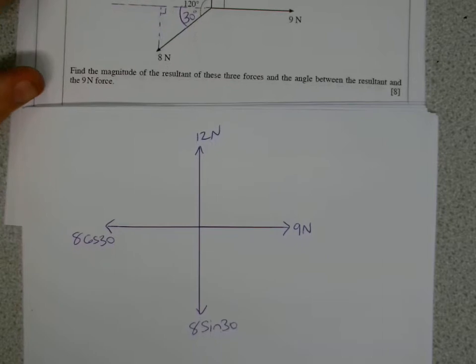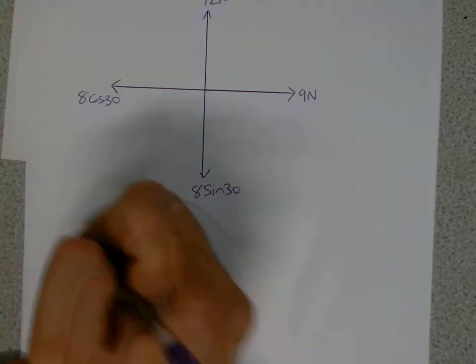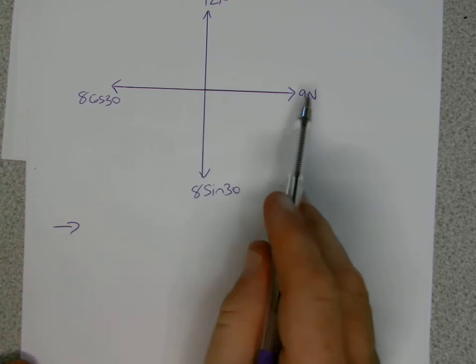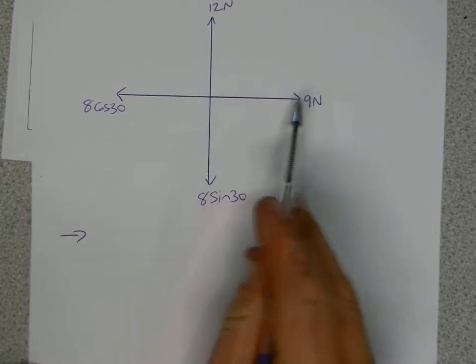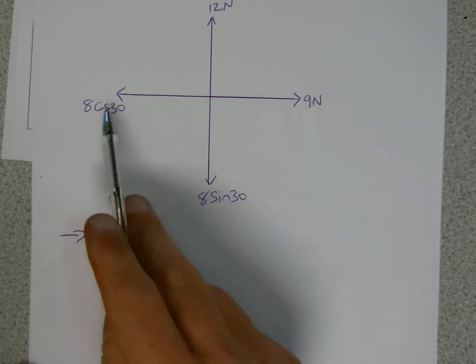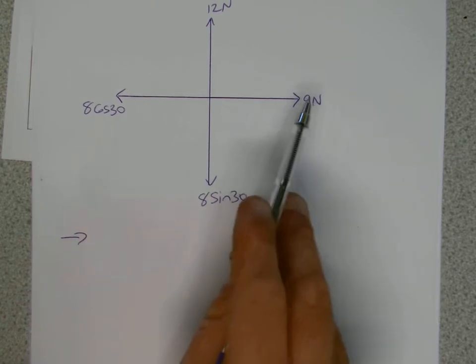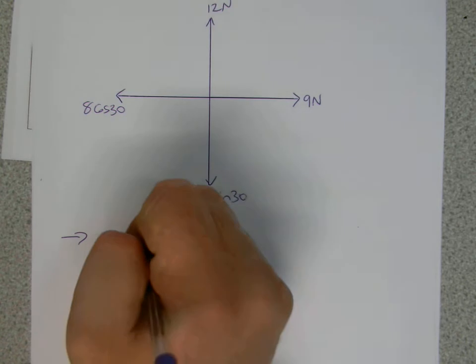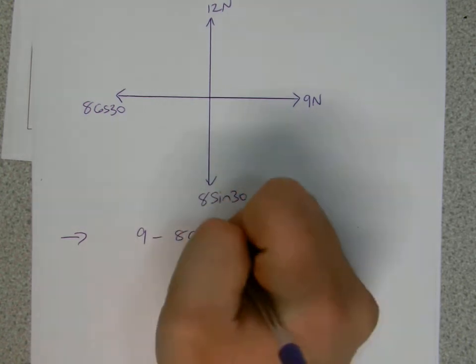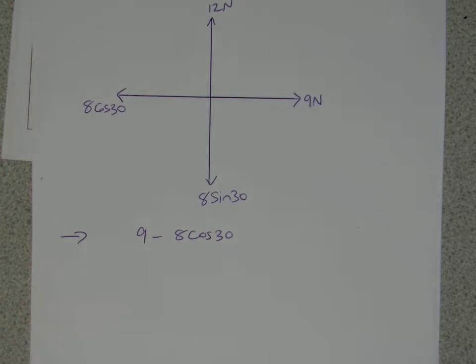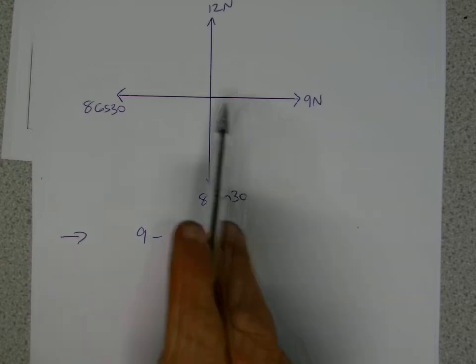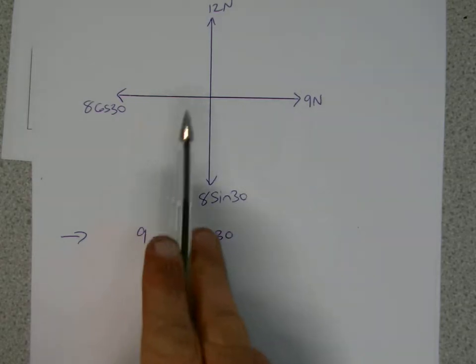So it says find the magnitude of the resultant of these 3 forces and the angle between the resultant and the 9 Newton force. So this time it's not in equilibrium. So we resolve again in the X direction, and we just assume, we think positive, we assume this is the greater force. It might not be, but we think of this as positive and that as negative, because that is the positive direction. So we'll do 9 take away 8 cos 30. You notice I'm not putting them equal to each other because they're not. This system is not in equilibrium. If it was in equilibrium and balanced, that would equal that. But it's not, it's moving.